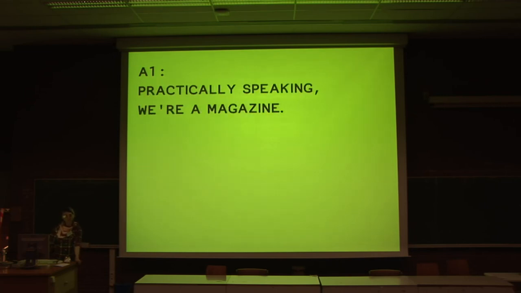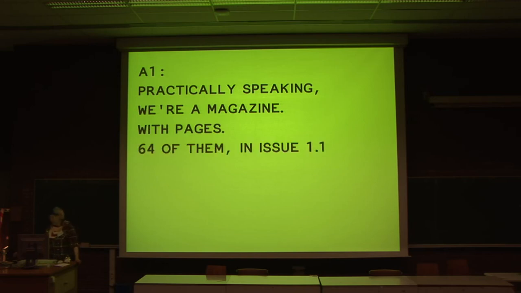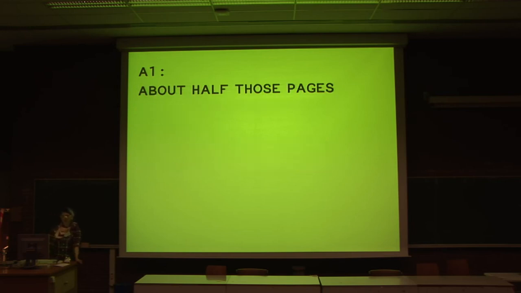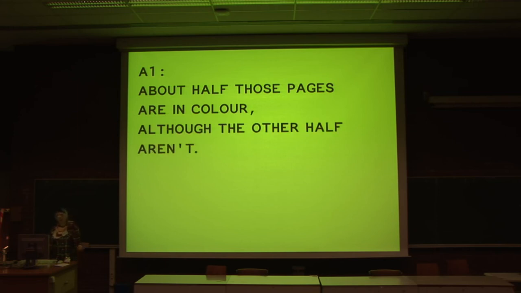So, practically speaking, once again, we're a magazine with pages. In issue 1.1, which, incidentally, looks a lot like this, because it is this, and if you want one later, you can come and find me, because I've got about 50 of them, and they're free today, so you may want one. So, in this, 64 pages, issue 1.1, not including the covers, half of those pages are in color, half are in black and white, because we are literally physically printing a magazine, which means that things like color matter a lot.